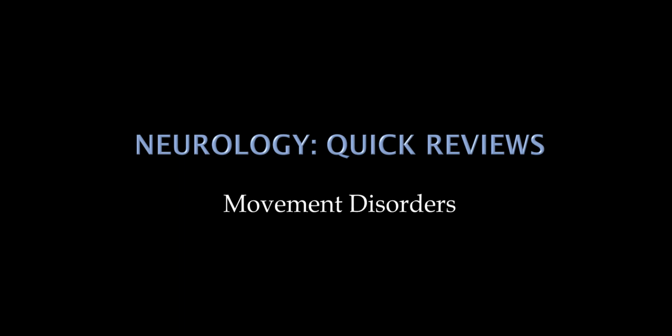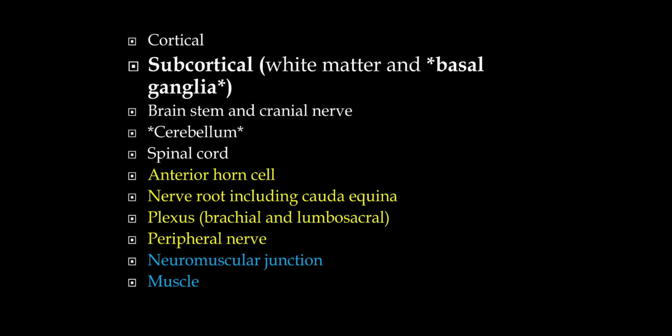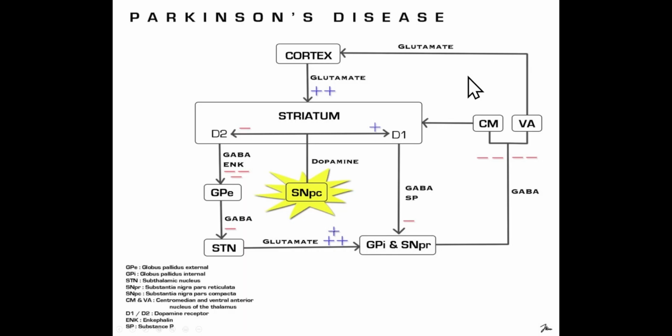Our last subject in the area of subcortical anatomy and clinical neurology is on movement disorders. All right, so last time we talked about white matter diseases and now diseases of the basal ganglia. So we've been over the anatomy of this, so these are quick reviews. If you want more detail, you can go to the more detailed lectures on movement disorders.